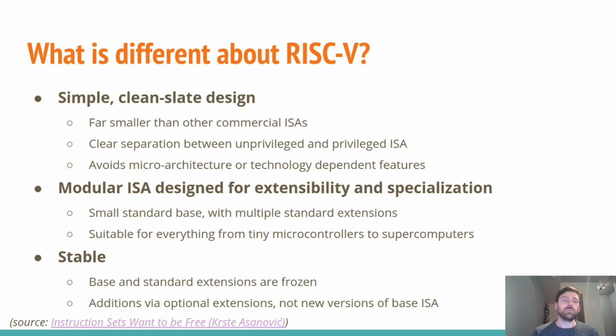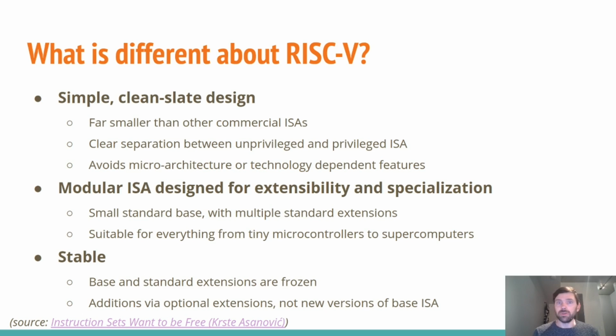RISC-V is also modular, so it's both extensible and you can specialize it for different use cases. This is because there's a small standard base with multiple standard extensions that makes it suitable for everything from a tiny microcontroller to a big supercomputer. And it's stable, which means that the base and standard extensions are frozen now, so they'll always be supported by a RISC-V processor. And then additions are made via optional extensions.